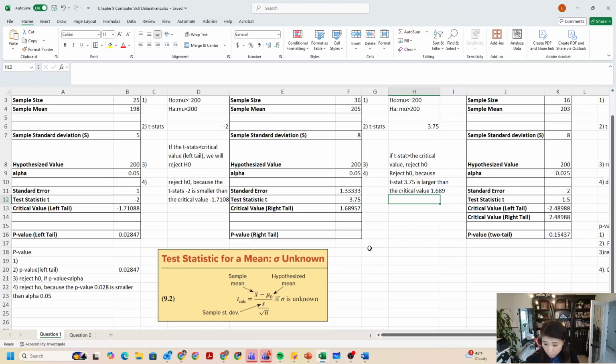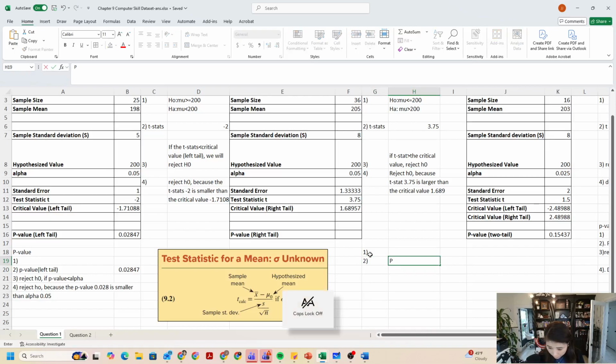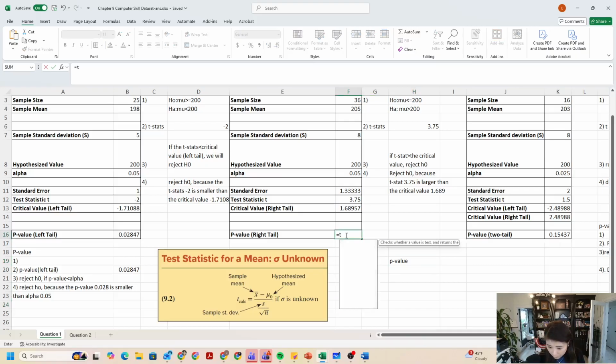Let me show you the p-value approach. For the p-value approach, here is the way. Same first step, I will skip it: set up your H0 and H alternative. Now the difference here is the p-value. The good thing for the p-value in Excel is that we still use T.DIST, and we do have the right tail when we look at the probability. So we use right tail.